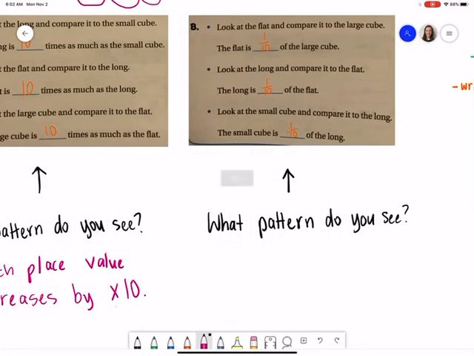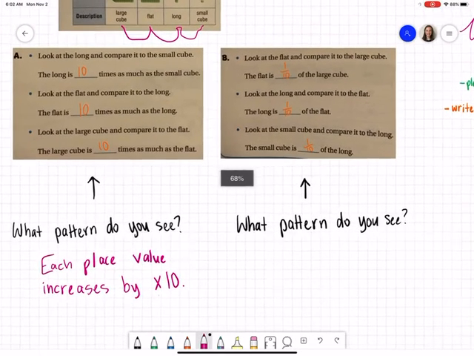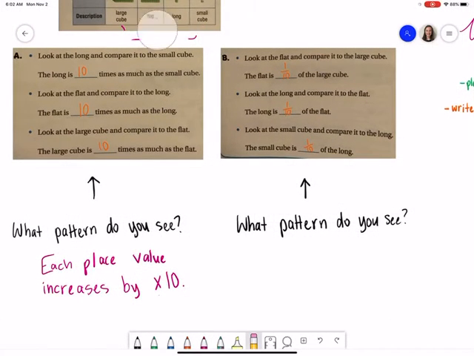What pattern do you see here? Well, this is the opposite direction. This time we're moving from the large cube to the flat to the long to the small cube. Each place value decreases by 1/10.